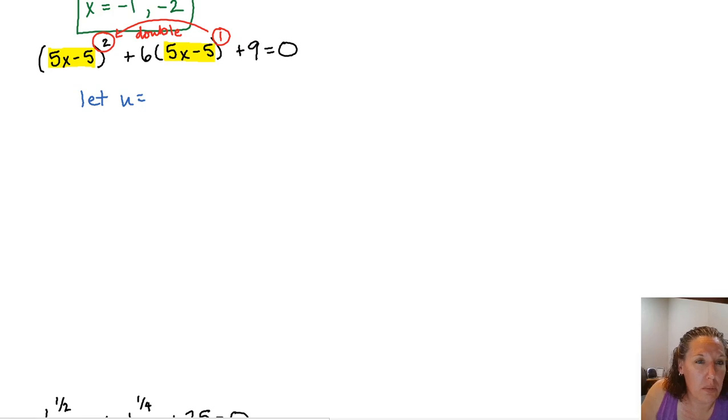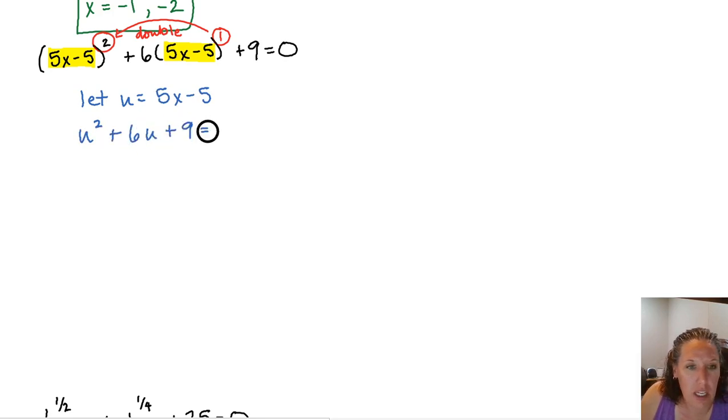And so we're going to let u be the one that is closest to 0, in this case the power to the first. So if u is equal to 5x minus 5, our equation becomes u squared plus 6u plus 9 equals 0. U squared plus 6u plus 9 is a perfect square trinomial. The factors of 9 that add to 6 are 3 and 3. So u plus 3 quantity squared equals 0.